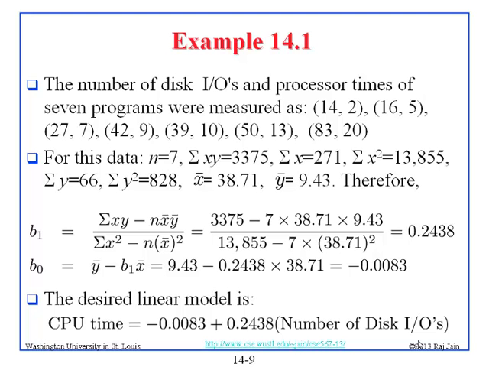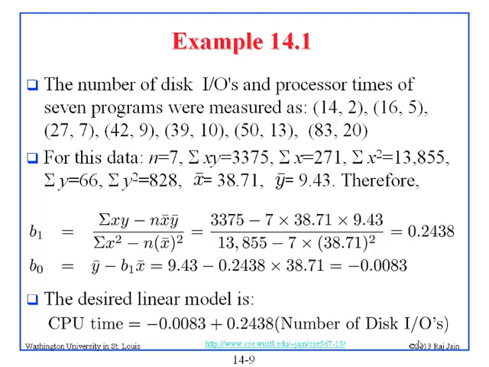So we can take an example. The number of disk IOs and the processor times of 7 programs were measured as 14, 2, 16, 5, and so on and so forth. So this is the disk IO and this is the processor time. And somebody believes that they are very much related, and therefore you should be able to predict one from the other. So n equal to 7, sigma xy you can calculate, sigma x, sigma x squared, and sigma y squared, x bar, y bar, etc.